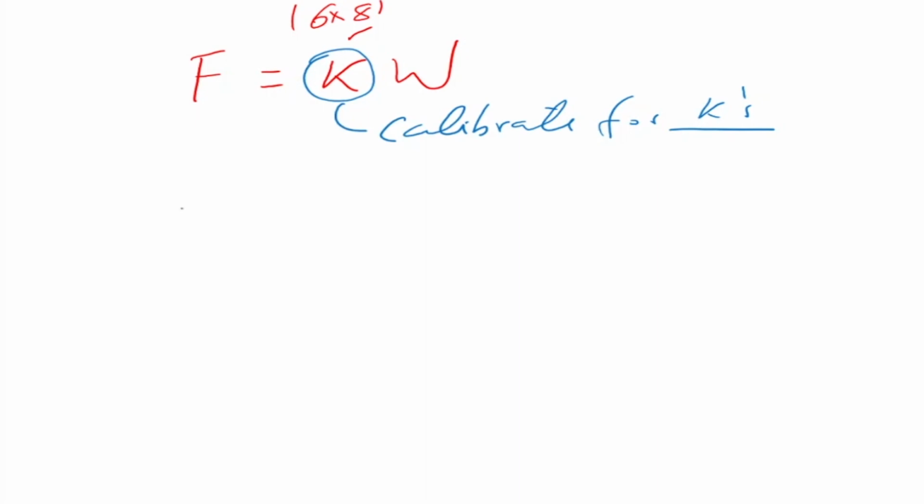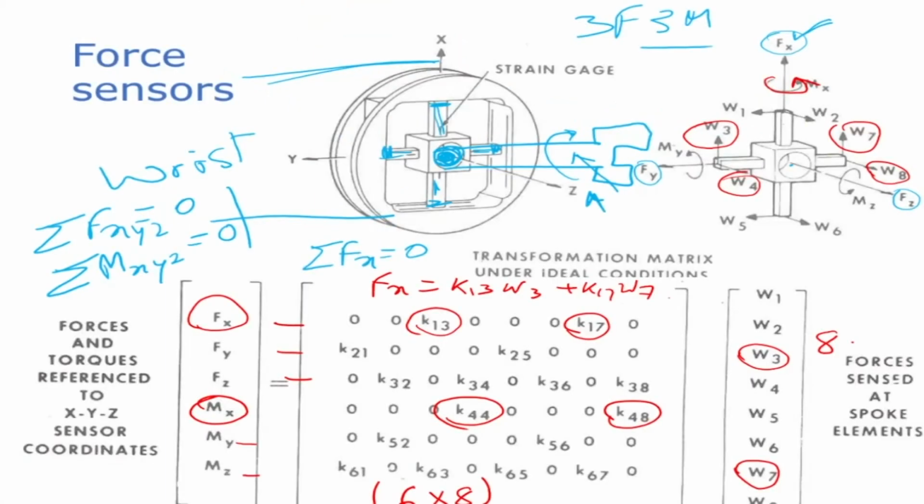And after we do that, for an unknown force that I put, which is going to produce a strain W, what we need is W equal to K inverse into F. So from this equation, I have to calibrate it. While calibrating, we put different forces and see what strains are coming there, and based on that, we can make calibration charts.